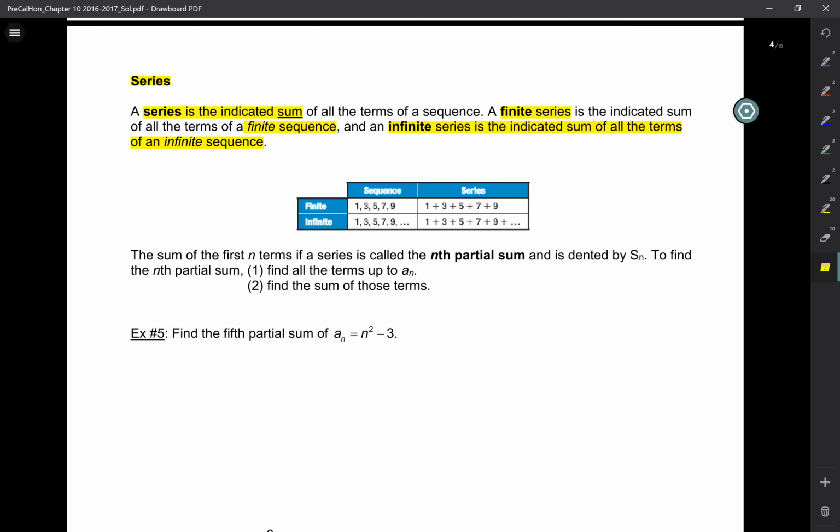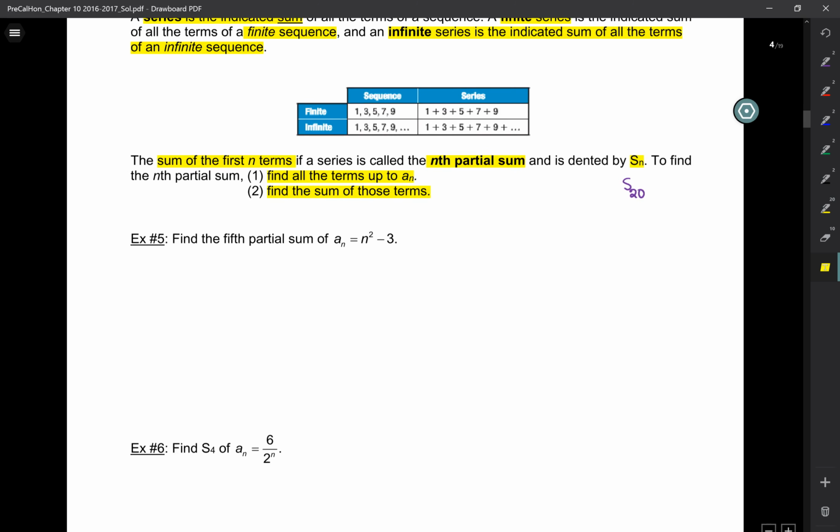again, a little bit of notation. Suppose you have a series of 100 terms. If you just want to find the sum of the first 20, right? So the sum of the first n terms of a series is called the nth partial sum, denoted by Sn. So for example, if I just wanted to find the sum of the first 20 numbers, that would be S20. To find the nth partial sum, surprise, surprise, you have to find all the terms up to an, and then you have to find the sum of those terms.